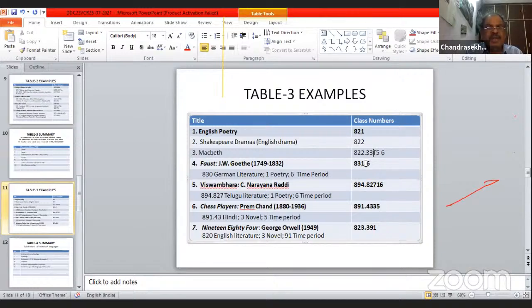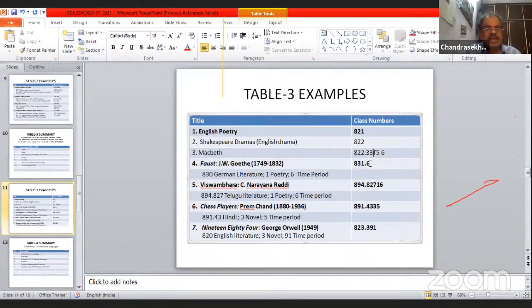1 is poetry. 6 indicates the time period. For individual literatures, like 820, a time period is given. Different time periods are there: 17th century, 18th century, 19th century, 20th century, and 21st century. Some years are given there, so from that you can take the time period of the particular author.